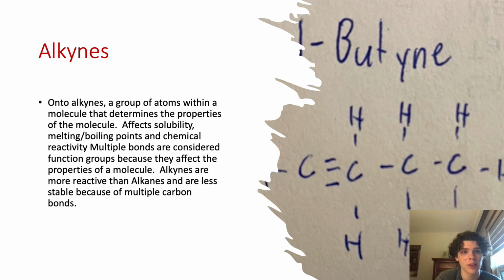Multiple bonds are considered functional groups because they add to the properties of the molecule and change them. So alkynes are more reactive than alkanes and less stable because of the multiple carbon bonds. Basically, they're just alkanes with a triple bonded carbon, and their suffix is -yne instead of -ane, and the triple bond is specified by a number showing on which carbon it is. So for the example here, 1-butyne, the 1 is showing that the triple bond is attached at the first carbon, and the -yne is added because it's an alkyne.